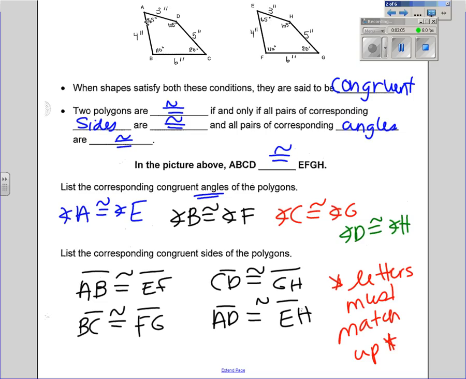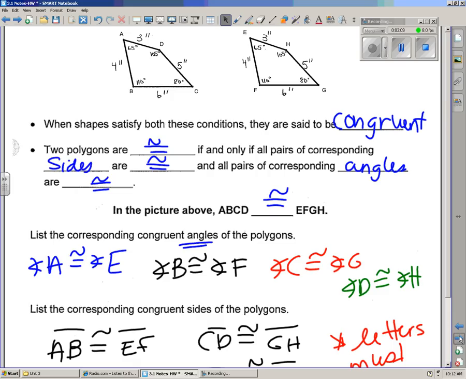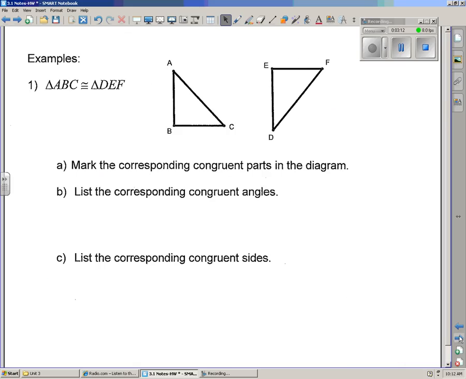So as we go to the next slide, here we've got some triangles. They're telling you that triangle ABC is congruent to triangle DEF. By knowing that, you should be able to mark the corresponding congruent parts in the diagram. The triangles are flipped, but just by looking at the letters, AB, the first two letters, has to match up with DE. And then BC, the last two letters, has to match up with EF.